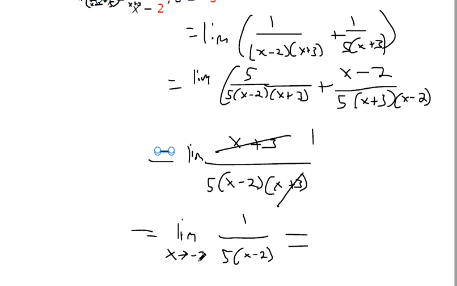And now we can just substitute negative 3 in for x. Negative 3 minus 2 makes negative 5. Negative 5 times 5 makes negative 25. Negative 1 over 25 is our answer.